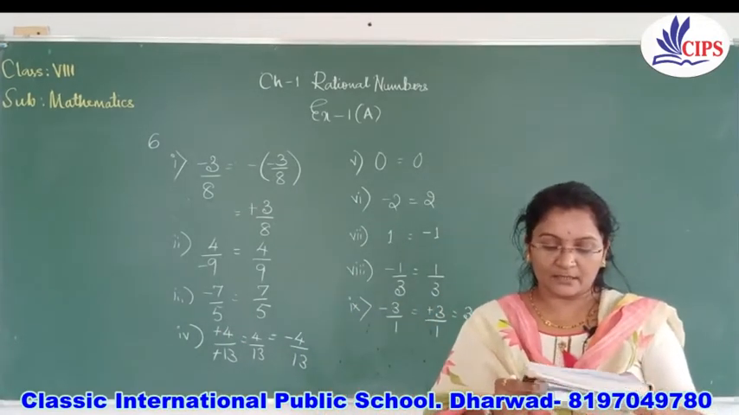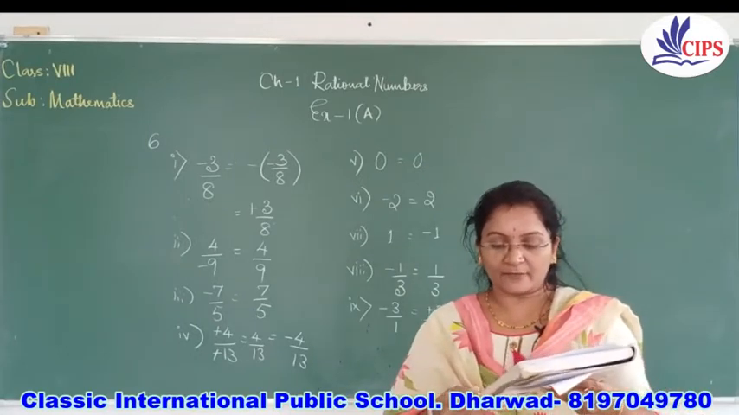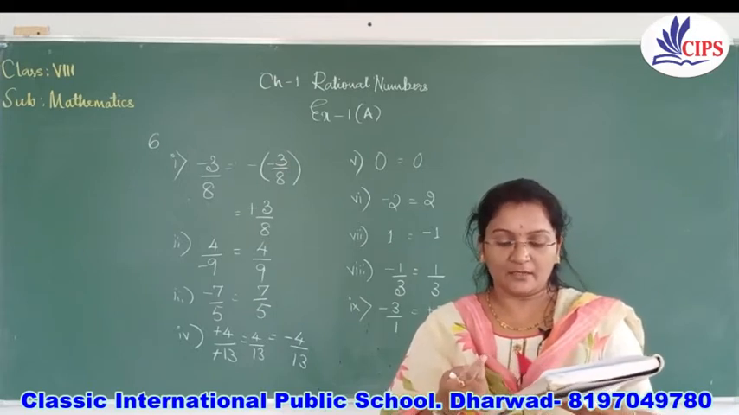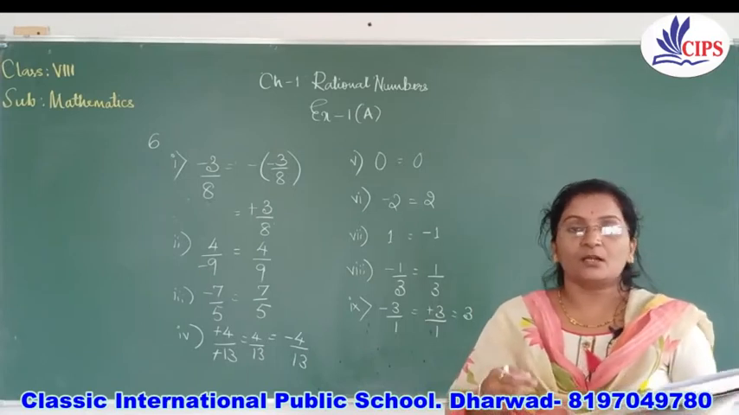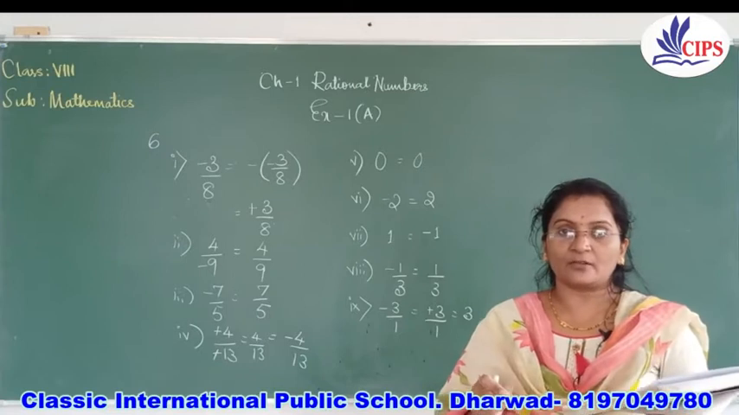So fill in the blanks. First one, additive inverse of minus 5 by minus 12. As you know, these both are having negative sign, so when you cut off the signs, left out will be 5 by 12. So additive inverse of 5 by 12 will be minus 5 by 12. So we'll write it on the board.